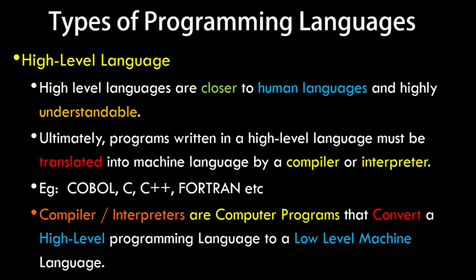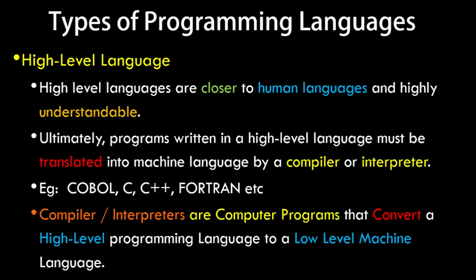Now the next type of language is high level language. High level languages are closer to human language and highly understandable. That is, these languages are pretty much like the English language and we can understand them easily. However, a high level language cannot be directly understood by a computer, so it has to be converted to a machine language, and this process is done by a compiler or an interpreter. Basically, compiler and interpreter are computer programs that convert a high level programming language to a low level machine language.